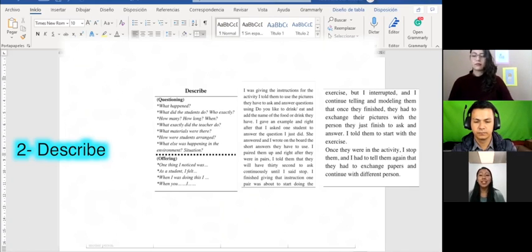Once they were in the activity, I had to tell them again that they have to exchange papers. And they finished the activity asking, and then when they finished, they had to exchange papers, but they were about to move, and I had to tell them to exchange papers so that they could move. So basically, that's the part I will focus on.